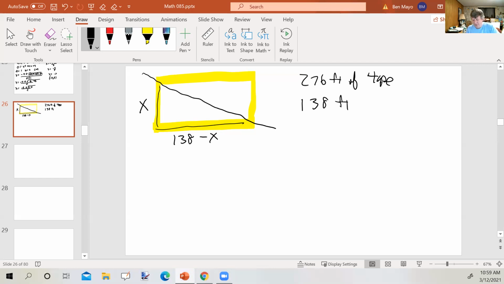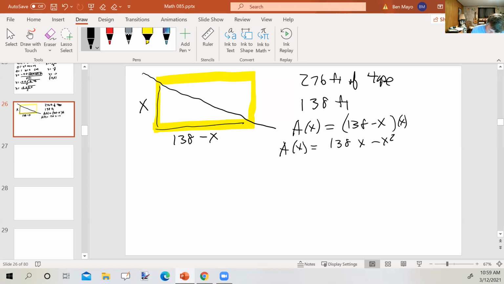Let me illustrate that another way. Let's say this piece is two sides of the rectangle, all right? And it adds up to 138. If I tear off the piece that's x, what's left? Well, 138 minus x. So that's how we get our two dimensions and how we get a torn up piece of paper. All right, so the area, being the length times the width, would be 138 minus x times x, which would then be 138x minus x squared, or we could write it as negative x squared plus 138x, putting it in descending powered form.